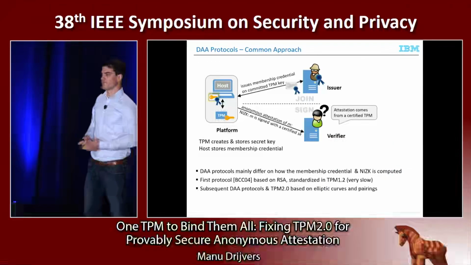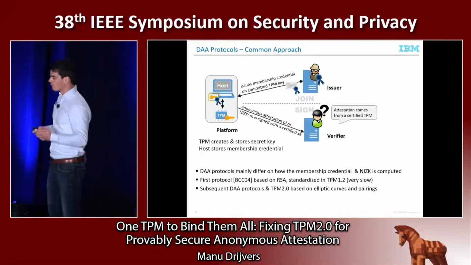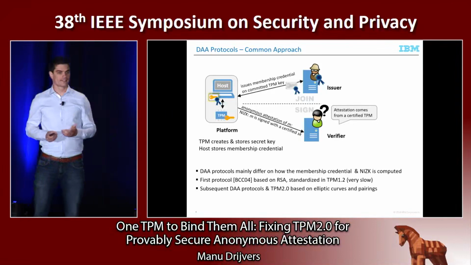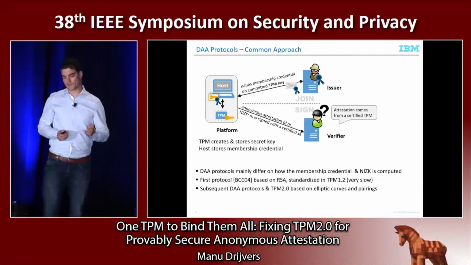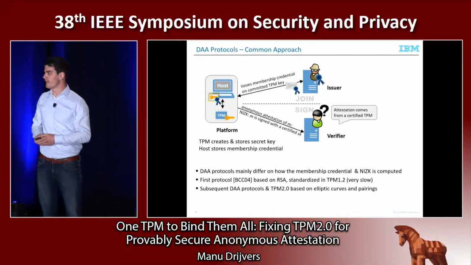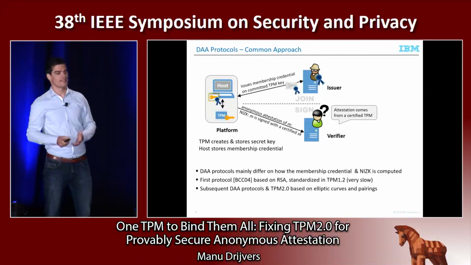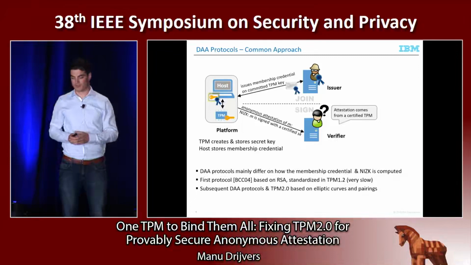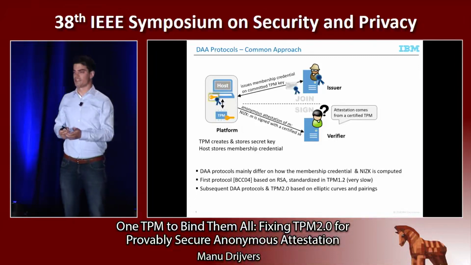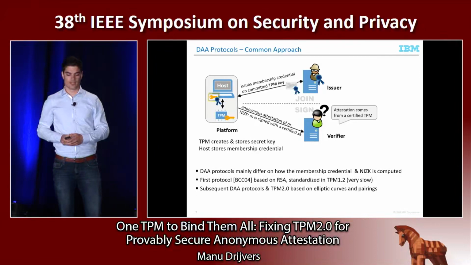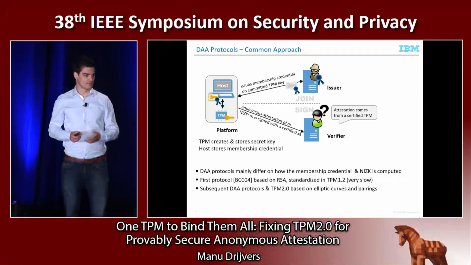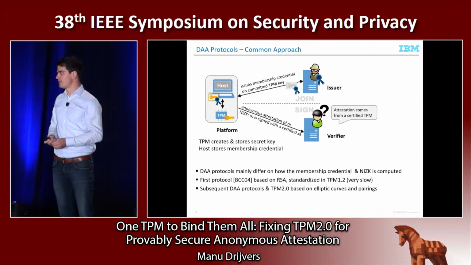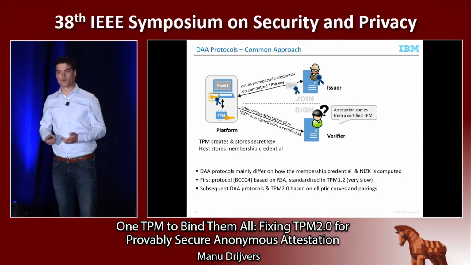Now, there's many different DAA protocols, but they all work roughly in the same way. And that's what I'm going to show you here. So as I said, it's a two-step process usually. First we have this registration phase that we need to execute once. In that phase, the TPM chooses a secret key that it will keep secure in its own memory. Then it will talk to this issuer, this authority, and convince the authority that this is a true TPM, and then the issuer will place a blind signature on the TPM secret key. This is what we call the credential.